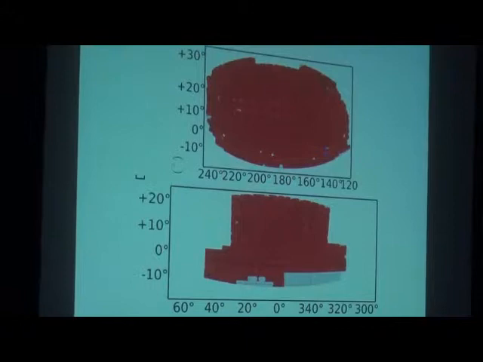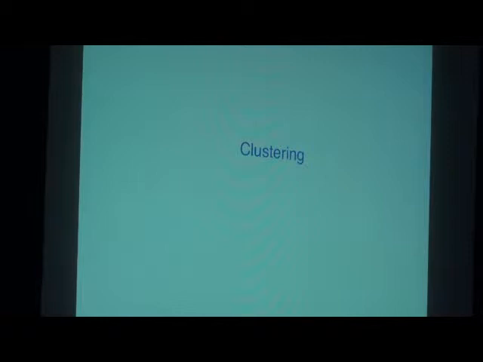Okay. Are there any questions about those basics of surveys before I move on to look at clustering of the galaxies within them? Everybody happy? Excellent. Do interrupt me during the talk. Don't wait until the discussion session this afternoon to give me your very difficult question. Maybe we're not doing that. But anyway, okay.